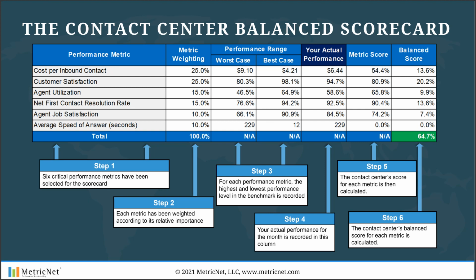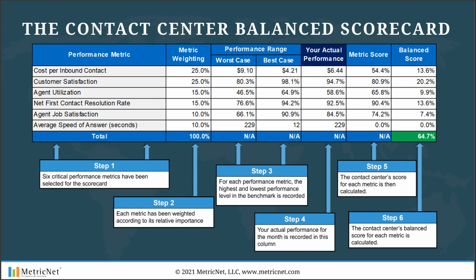So once again, the calculation there is worst case minus your performance. That's the numerator. Divide that by the denominator, which is worst case minus best case. That will produce a metric score between 0 and 100%. If you're at 0, you have the worst score in the benchmark or in the range. And if you're at 100%, you have the best score in the benchmark or the range.